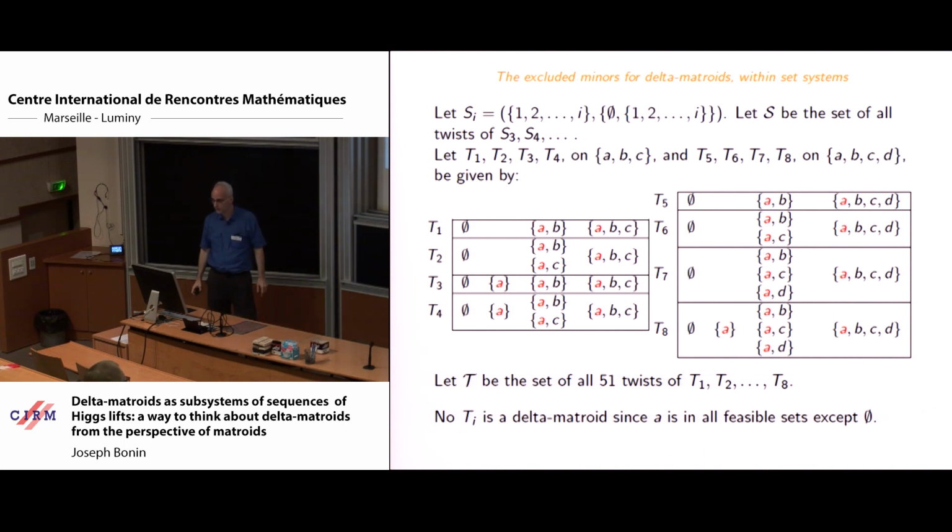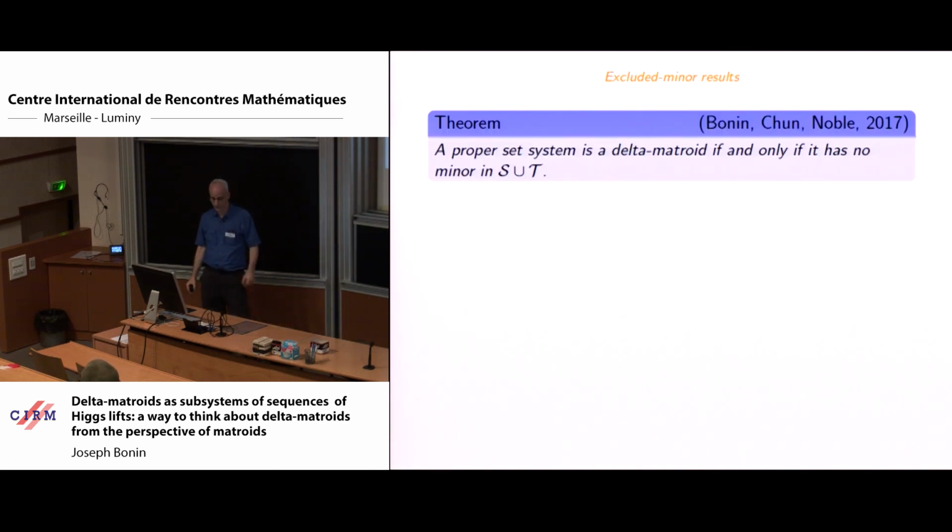Now, you also have to allow the twists of all of these guys. So the S's, they have their twists. This list of 8 has its twists. There are 51 twists of those. And you put them all together, and you get the excluded minors for delta-matroids within set systems. And so that's an excluded minor characterization of delta-matroids.